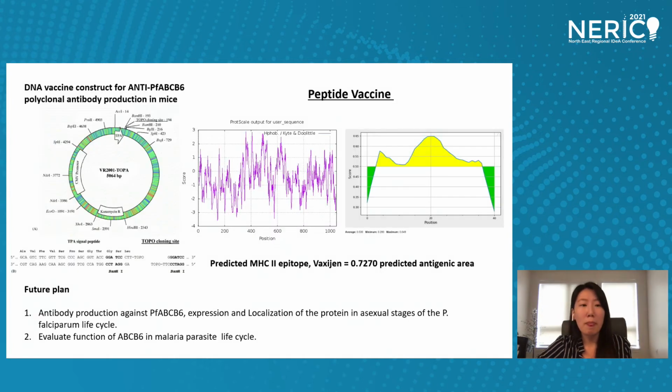Next slide, please. In the process of immunizing, I optimized fragments for mouse model DNA vaccines, and on the right side, the peptide vaccine. I screened the entire genome of Plasmodium falciparum for tandem repeat, hydrophilic domains, and finally two vaccines are being immunized. We will harvest the serum next month and check the antigenicity and localization to consider vaccine candidates in the future, and evaluate the function of ABCB6 in the malaria parasite life cycle.